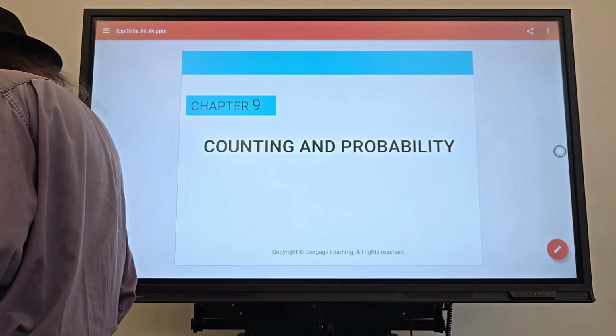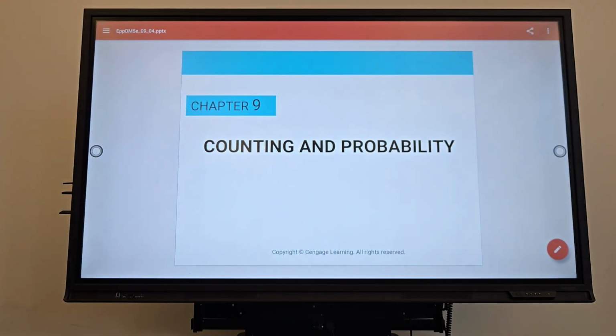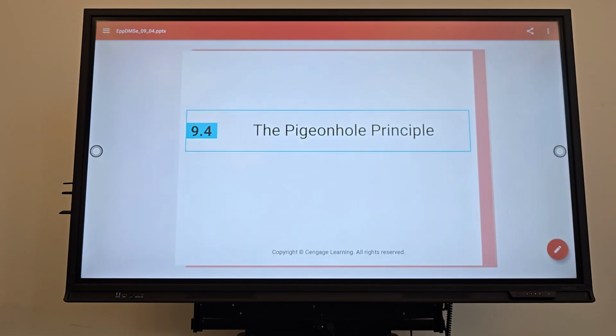Guess we can get started on counting and probability. Today we are going to cover two sections. Counting and probability, section 4, the pigeonhole principle first.